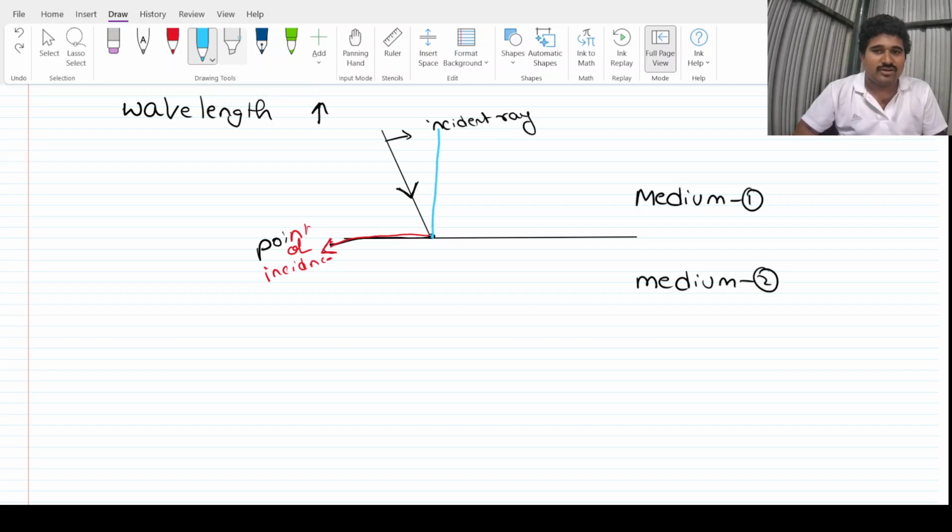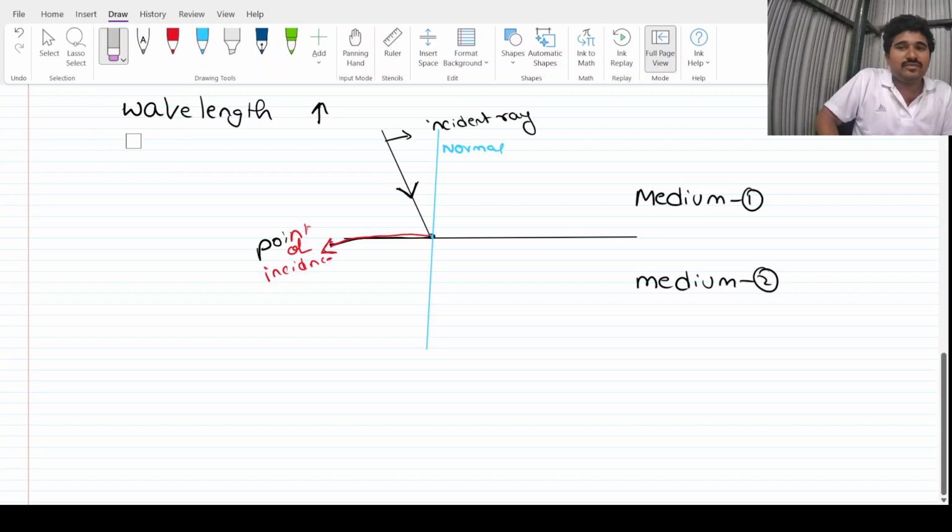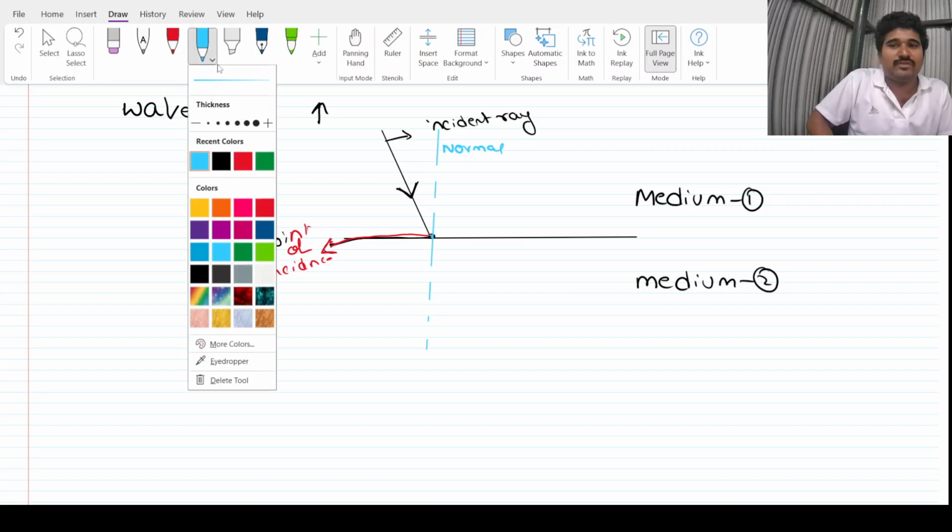Every time it will do autocorrect. This time it is not doing. See. Okay, this is what? Tell me. This is normal. Clear for everybody? This is normal. Okay, this is normal. Fine.